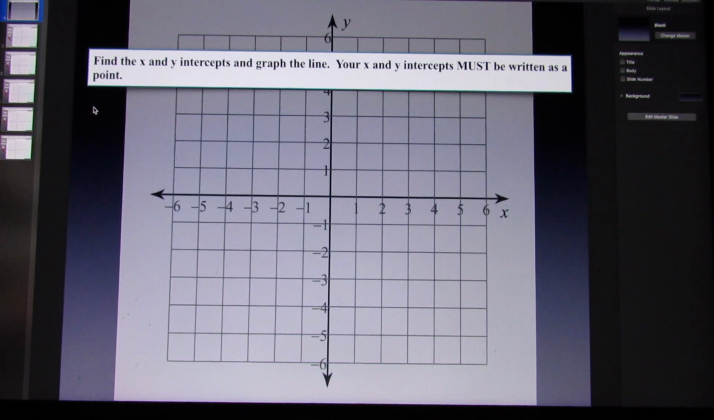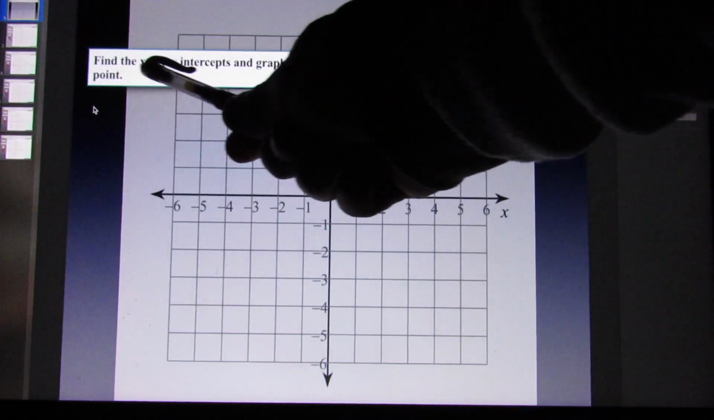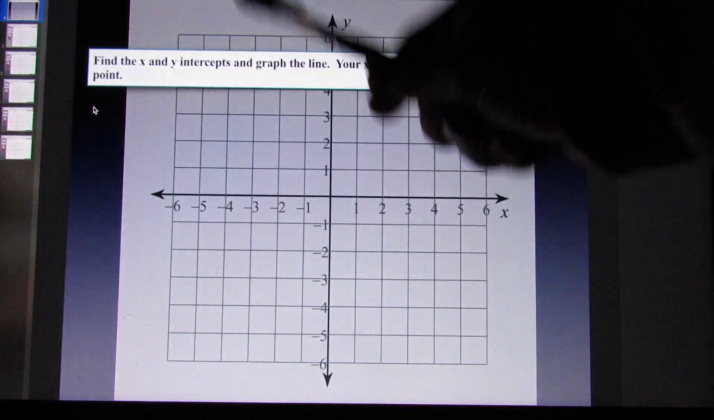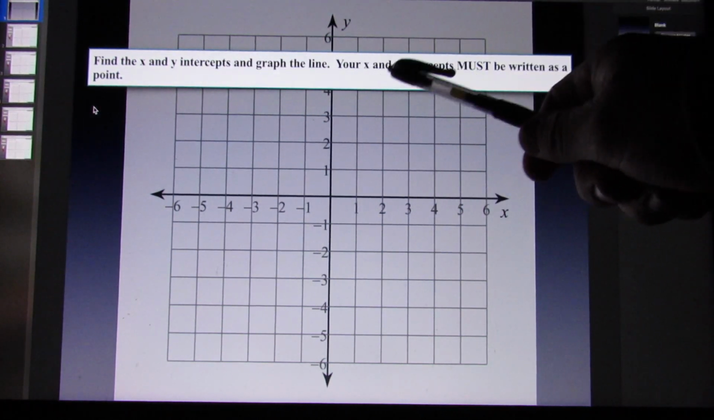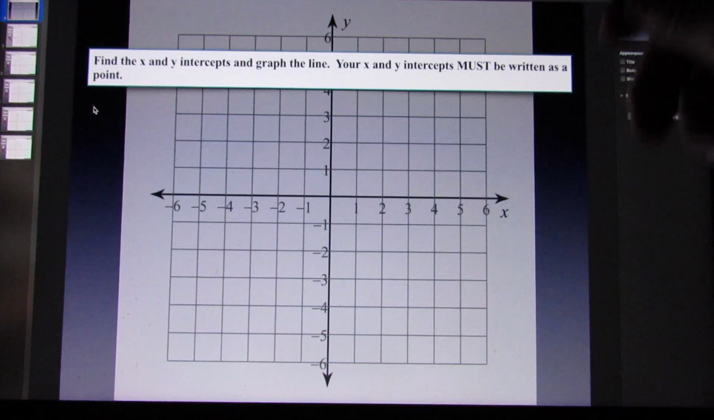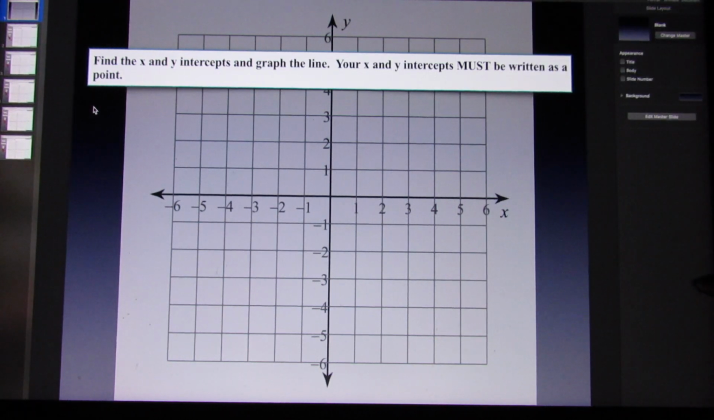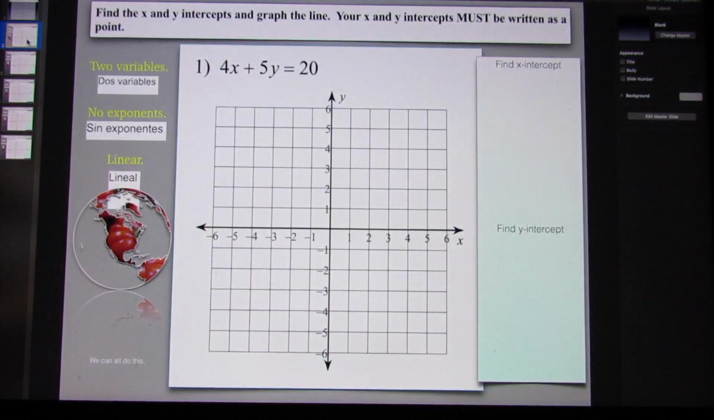Today, our job is a very simple one once you understand it. It is to find the x and y intercepts and graph the line. Your x and y intercepts must be written as a point or a coordinate. And I'll show you how to do that on the worksheet. So first let's think about what an x-intercept is and what a y-intercept is, and then I will get to some examples.